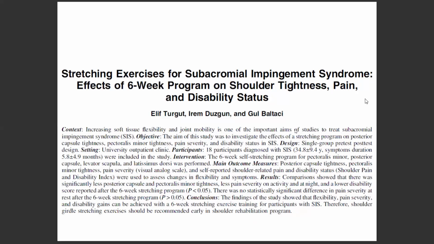Some evidence: stretching exercises for subacromial impingement syndrome, effect of a 6-week program on shoulder tightness, pain, and disability status. The conclusion was that the findings of the study showed that flexibility, pain severity, and disability gain can be achieved with a 6-week stretching exercise training for patients with subacromial impingement syndrome. Therefore, shoulder girdle stretching exercise should be recommended early in the shoulder rehabilitation program.